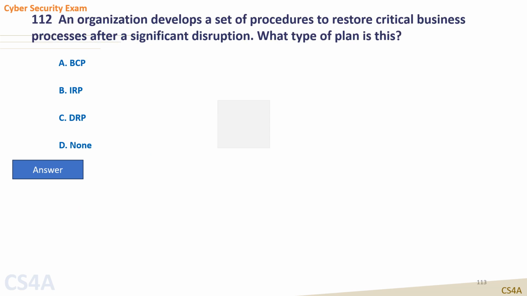Here the question is, an organization develops a set of procedures to restore critical business processes after a significant disruption. What type of plan is this? So here the keyword is restore critical business. So the answer A is a correct one. So business continuity plan. IRP and DRP are not the correct ones. So the answer A is a correct one.